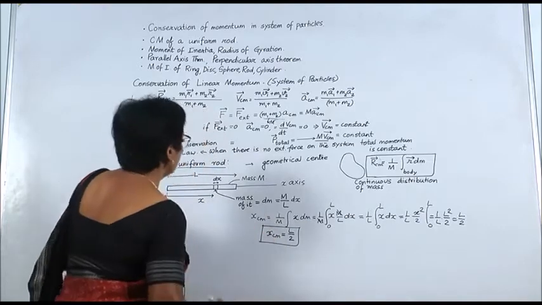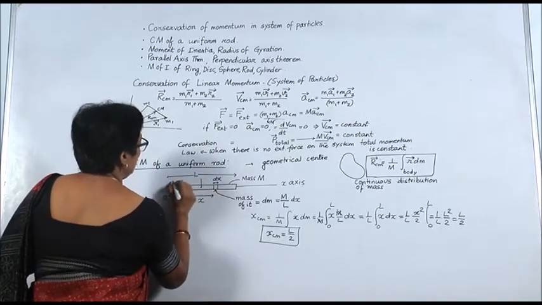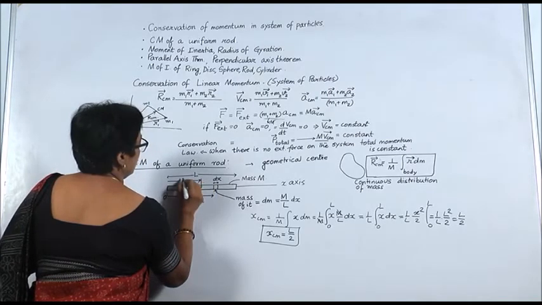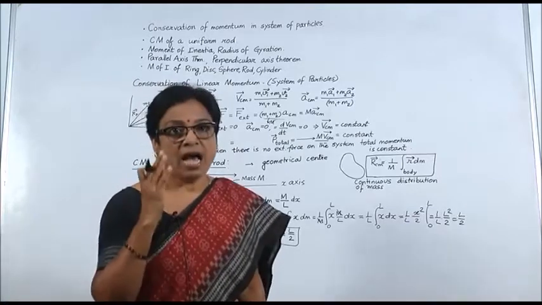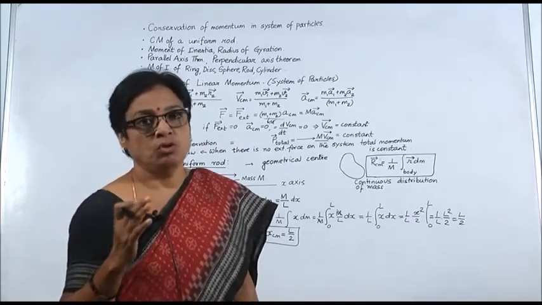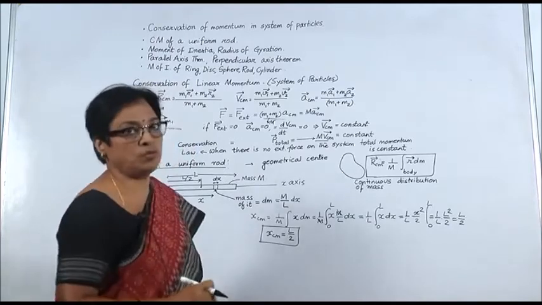I have told you already that because the mass is uniformly distributed, it will be on the geometrical center, and the geometrical center of this rod is halfway, L by 2. So, this is what we got for the center of mass of a rod.